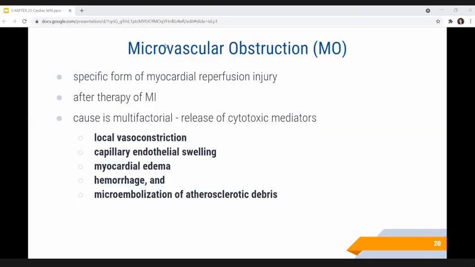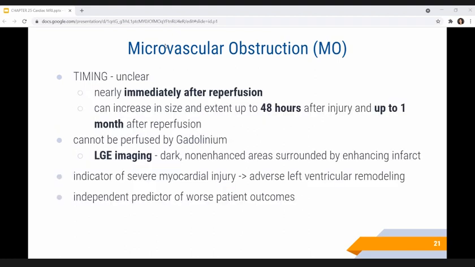Next, microvascular obstruction. It is a specific form of myocardial reperfusion injury occurring after therapy for an acute MI. Primarily, it is secondary to the release of cytotoxic mediators. It commonly occurs nearly immediately after reperfusion and can increase in size and extent from 48 hours up to 1 month after reperfusion. Since the contrast cannot diffuse into these areas on LGE imaging, these areas of MVO appear as dark, non-enhanced areas surrounded by enhancing infarct.